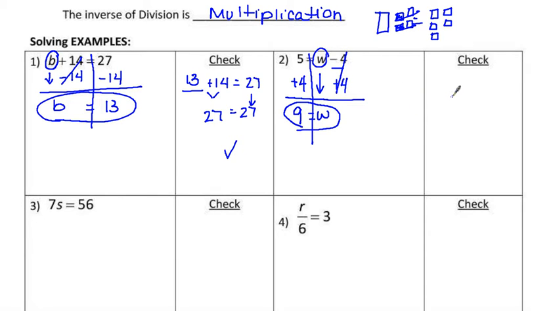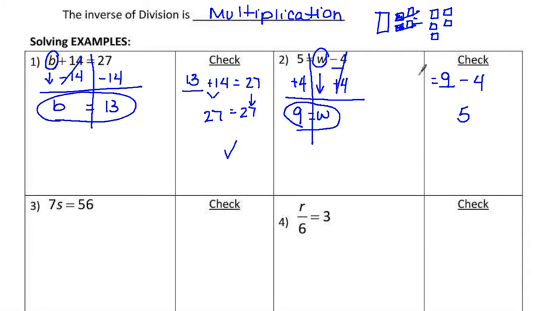Well, let's check our work. If you want to, you can put the 5 here. If you don't want to, you don't have to. I'm going to put blank -4, and it should equal 5. Well, the blank is 9. 9 minus 4 should equal 5, and it does.